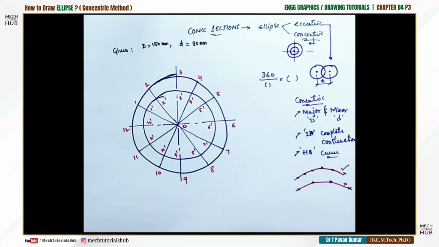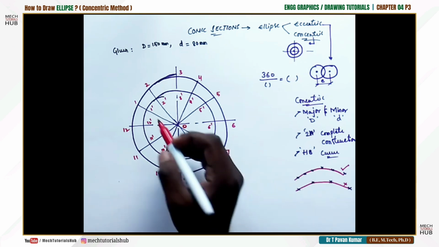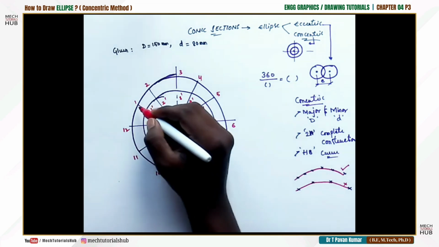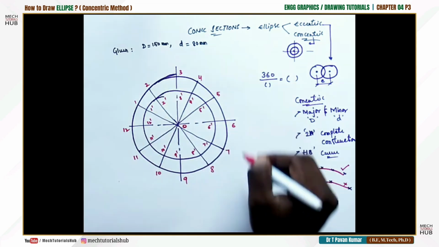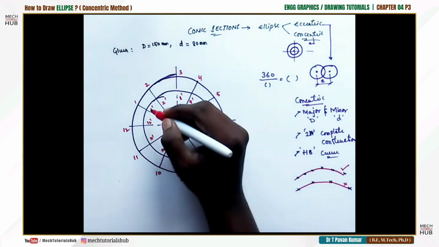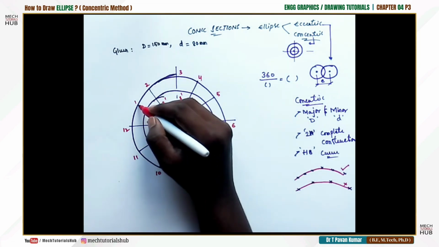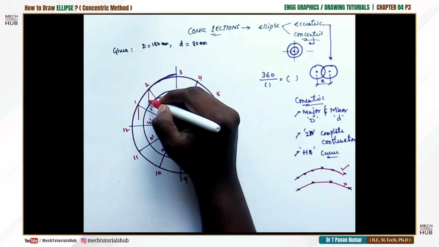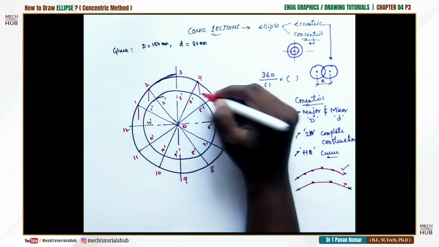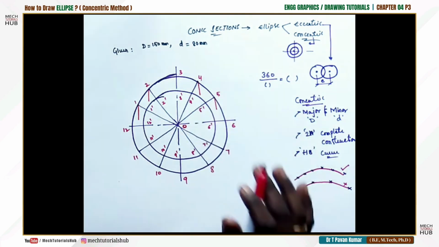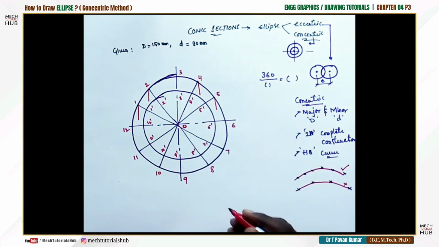Now the next step is to draw verticals from the intersections of the major circle, nothing but from 1, 2, 3, 4, 5, 6, 7, 8. Draw verticals up to some infinite distance. From 1, I'll drop one vertical. From 2, drop one more vertical inside. From 4, one more vertical. From 5, one more. And from 3 and 6, it is not required because it is already aligned in vertical direction.